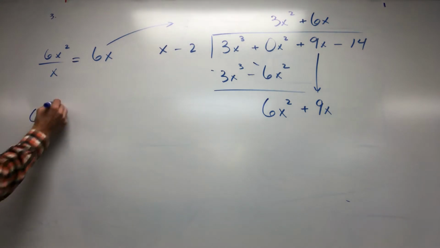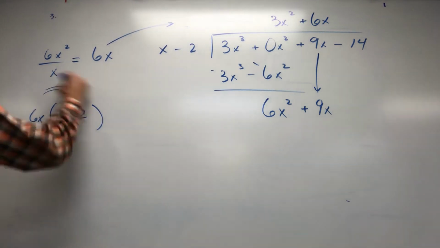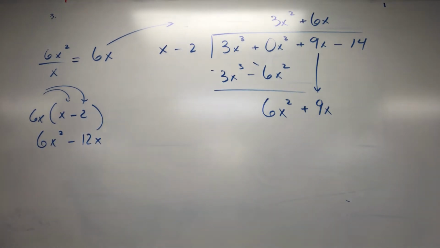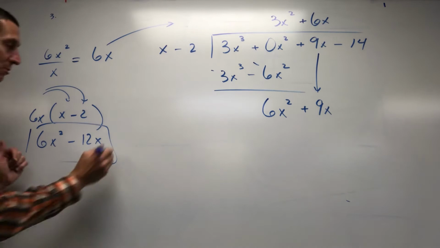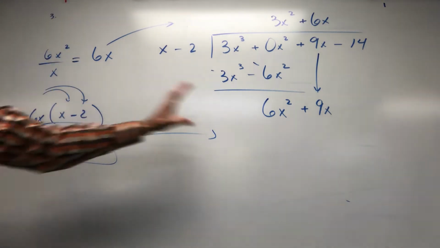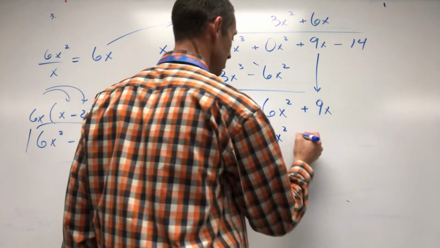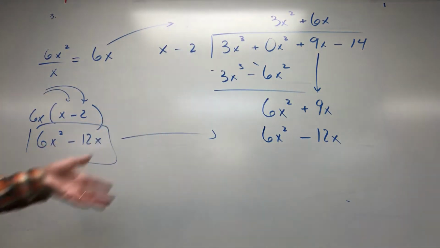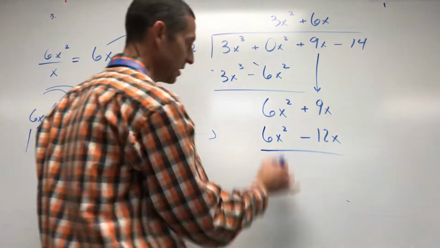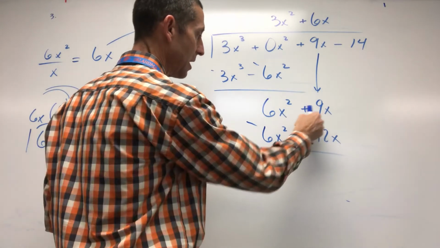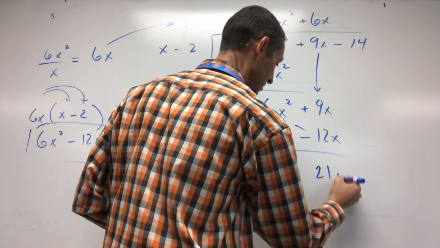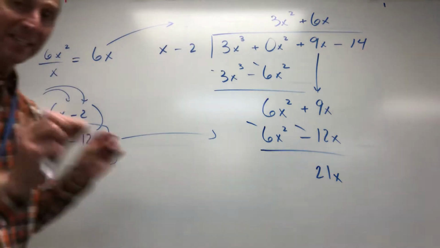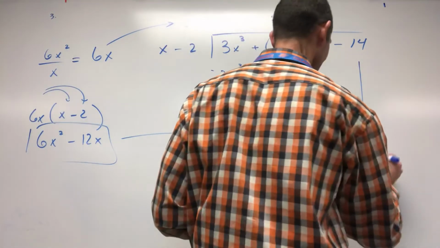All right, let's multiply it. 6x times x minus 2. Let's get the next layer going in. 6x squared minus 12x. So we're grabbing this one, 6x squared minus 12x. We're going to slide it over here, and we are doing well. Our 6x squared is going to cancel the other 6x squared. Feeling good about these guys canceling out. And now I've got 9 minus negative 12, 21x.